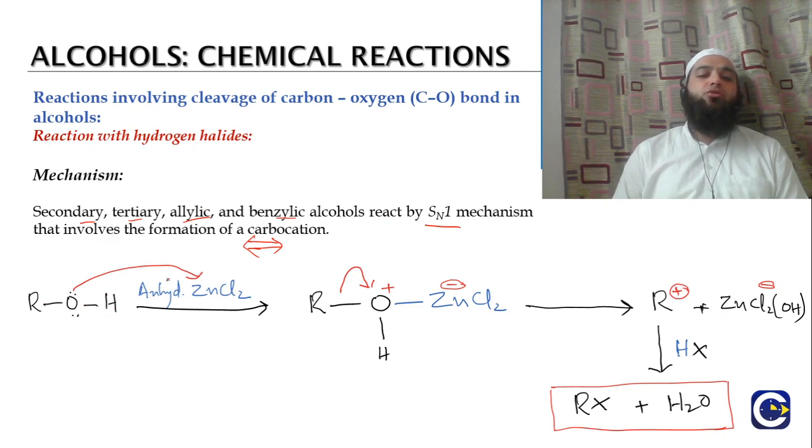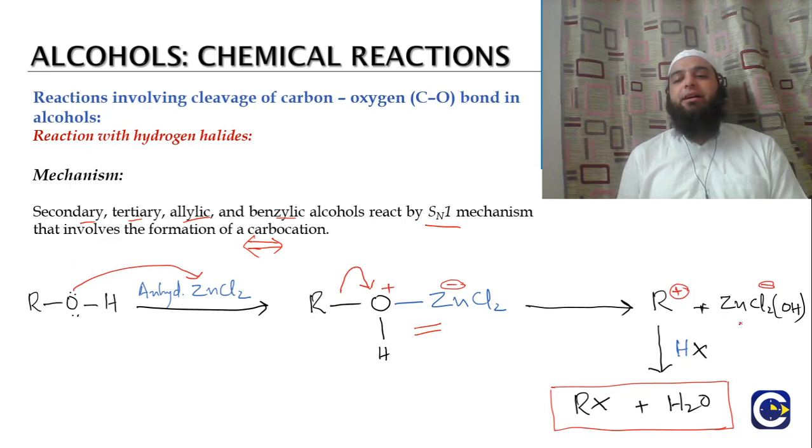Anhydrous meaning there is no presence of water in the reaction system, that is, the zinc chloride is without water. So there is the attack of the lone pair of electrons present on the hydroxyl oxygen, and there is a formation of a complex with this zinc chloride. There's a negative charge on the zinc chloride and a positive charge on oxygen. So oxygen, having this formal positive charge, is now unstable. To become stable, because it's also more electronegative than the carbon present on this R group, it takes the pair of electrons towards itself and leaves as a complex like this.